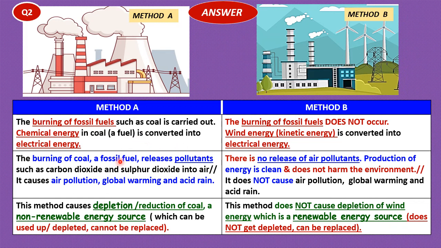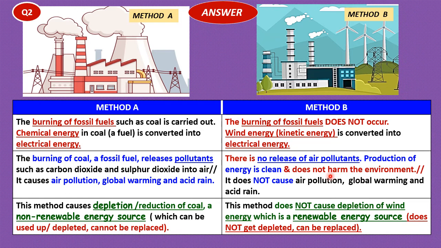Now, second difference, what's the consequence of burning of fossil fuels? So the burning of coal, a fossil fuel, releases pollutants such as carbon dioxide, sulfur dioxide, and nitrogen dioxide into the air. These are all air pollutants, and also carbon monoxide. Whereas in method B, there's no release of air pollutants because we didn't burn the fossil fuel, right? Production of energy is clean and does not harm the environment. No harmful gases are released into the atmosphere.